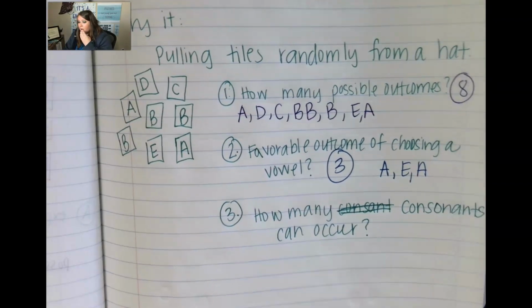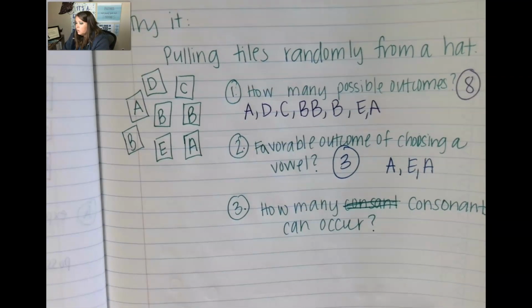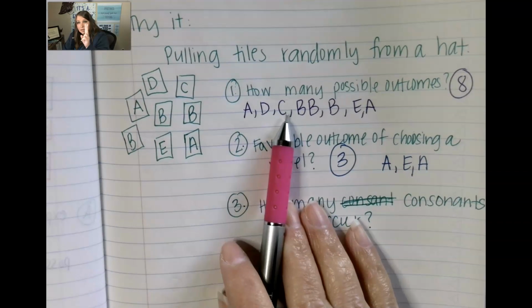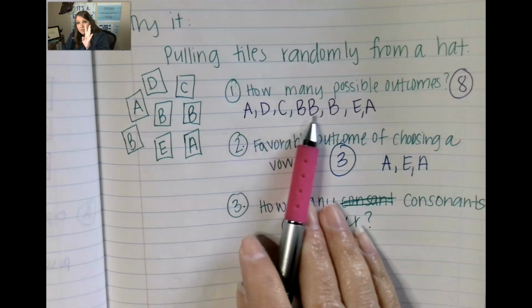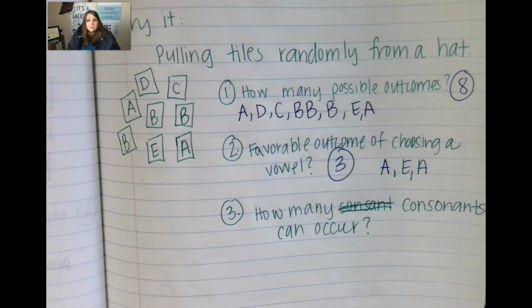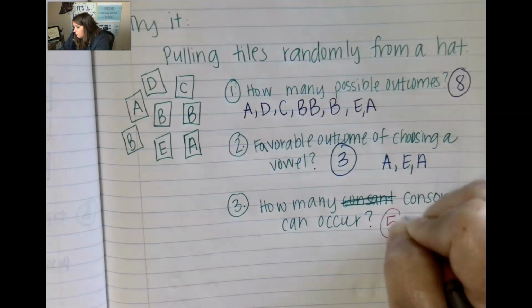How many possible consonants could occur? Well, we know A is a vowel, so D, C, B, B, and B. So, choosing those consonants, the possibility is 5 because there's 3 B's, a D, and a C. So we could choose 5.